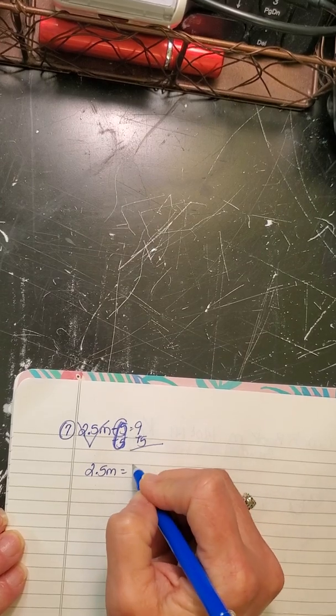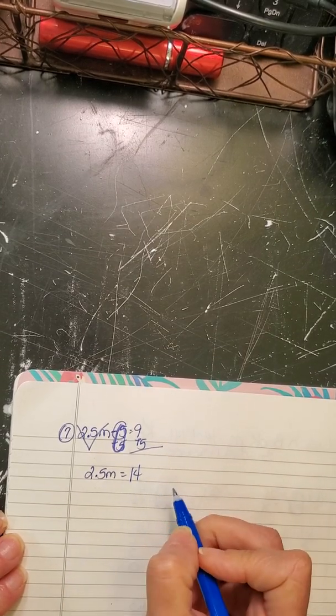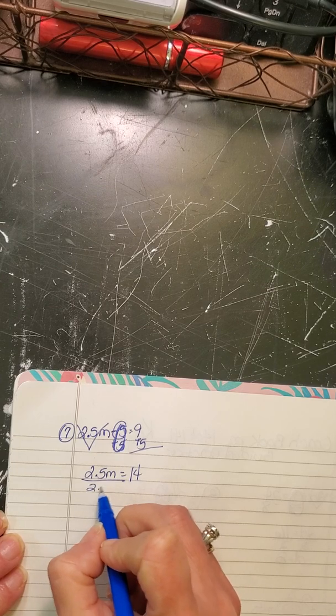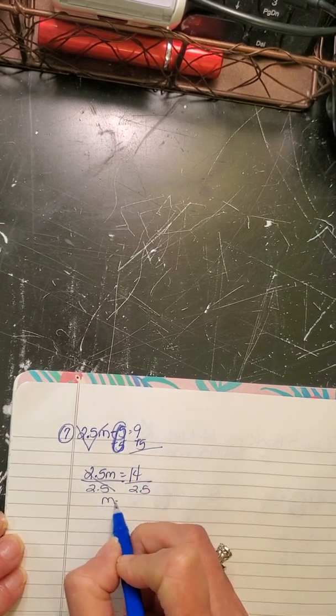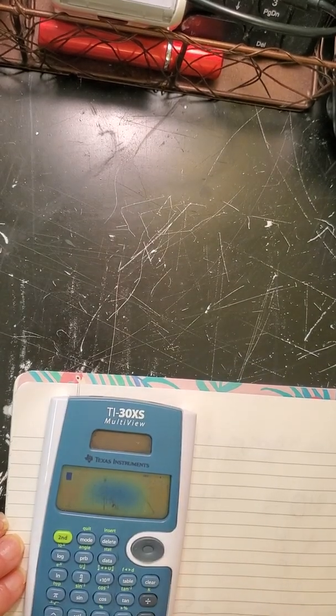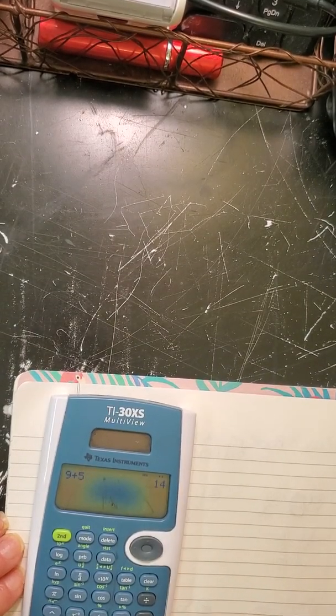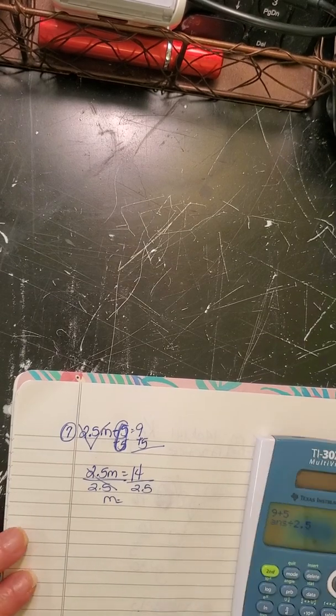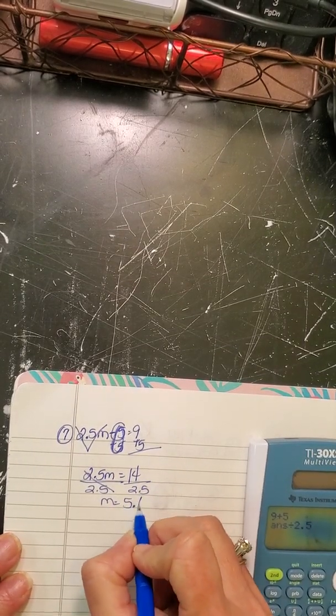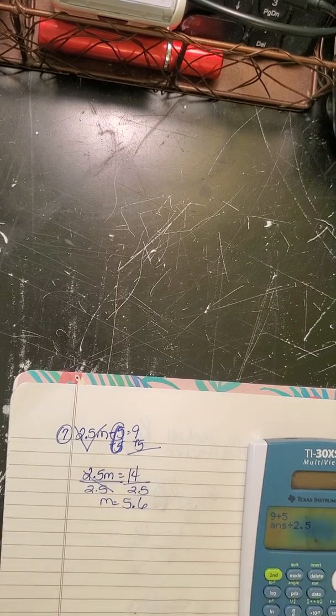9 plus 5 is 14. Divide both sides by 2.5. So I'm just going to go right here and do 9 plus 5 equals 14 to make sure I did my addition right. Divided by 2.5 is 5.6, which is C.